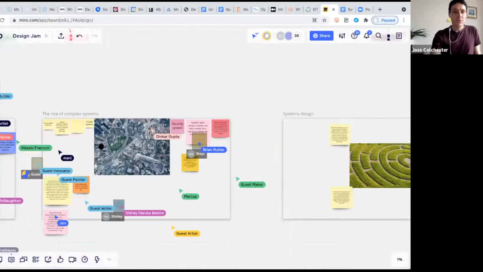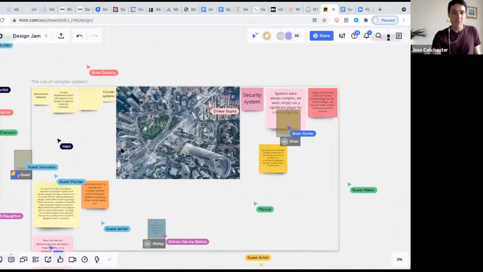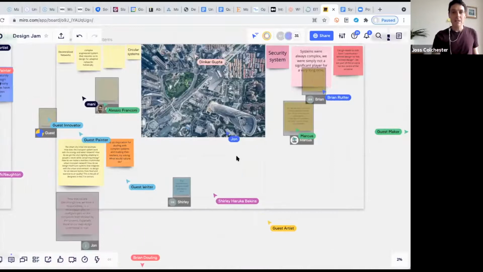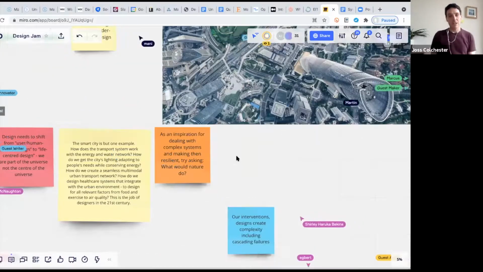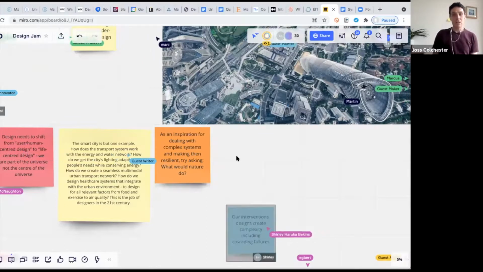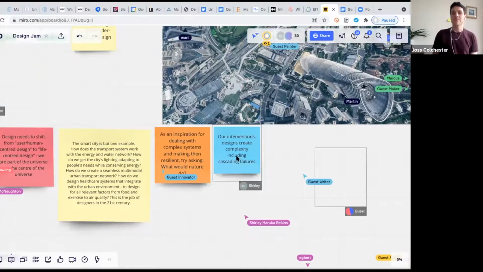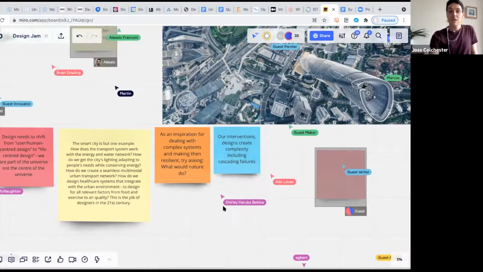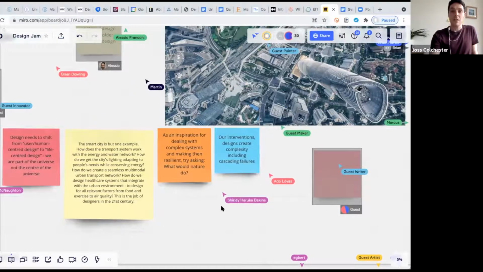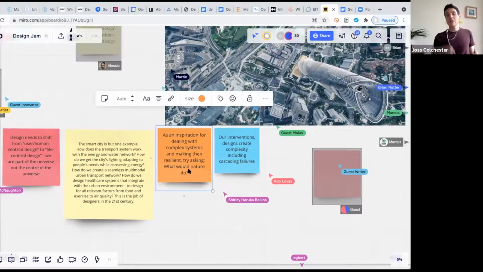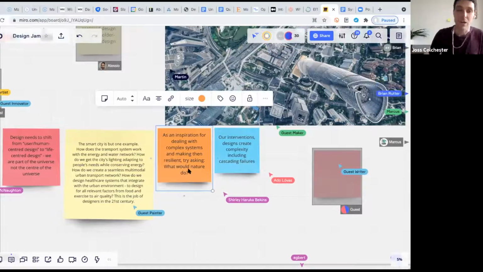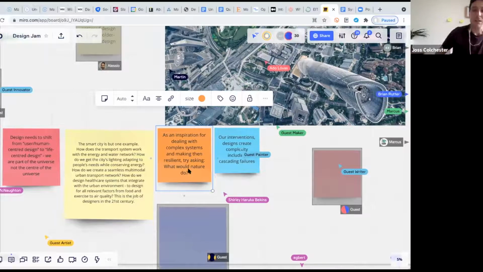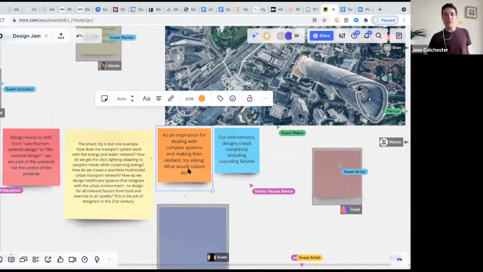Yeah, we've already created quite a few stickies here. What we got as an inspiration for dealing with complex systems and making them resilient: try asking, what would nature do? Who is this? It's biomimicry design, isn't it? Thinking, right, nature's been solving problems now for, what is it, 2 billion years or something?